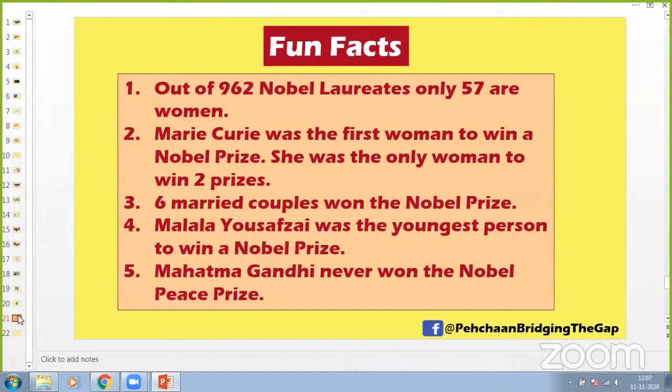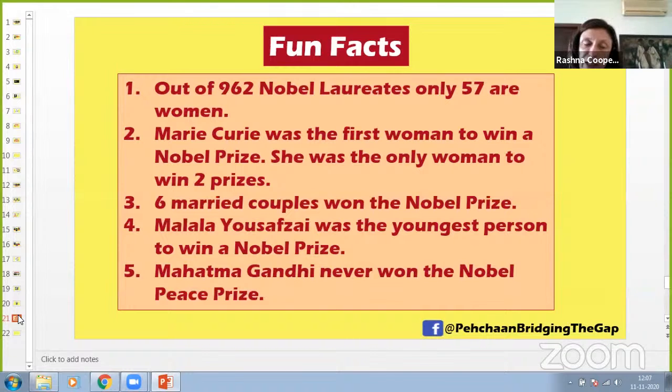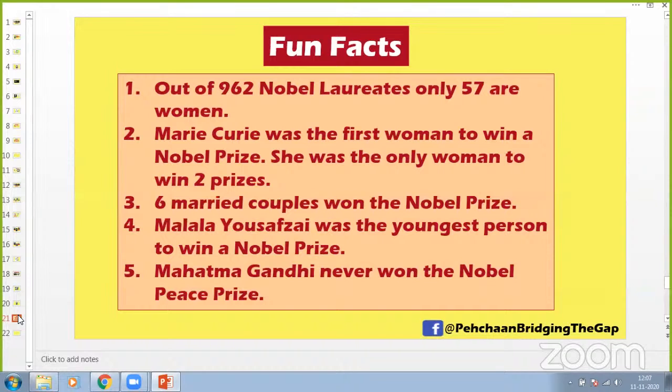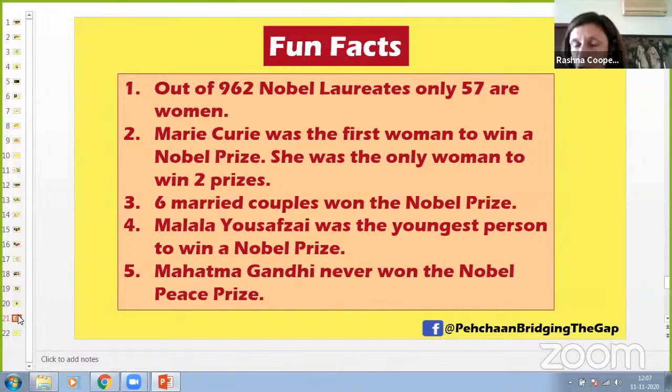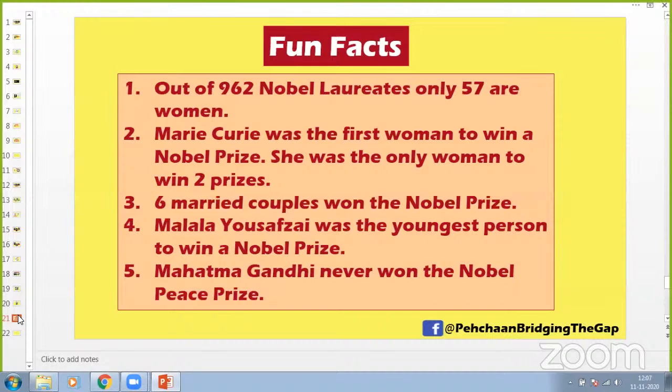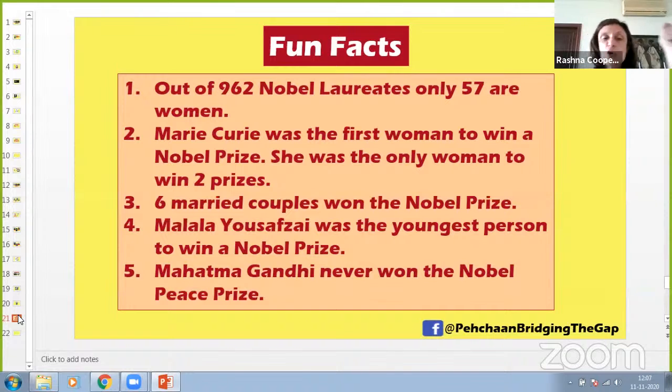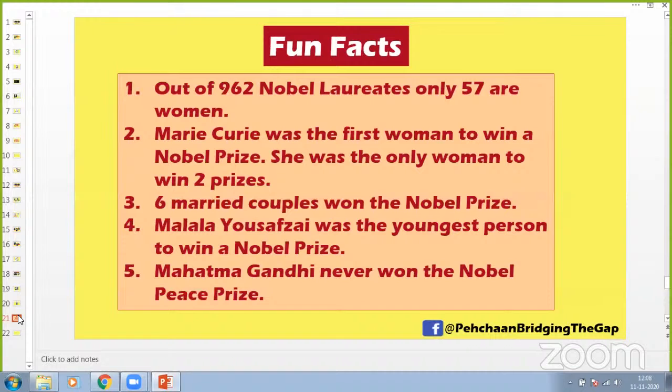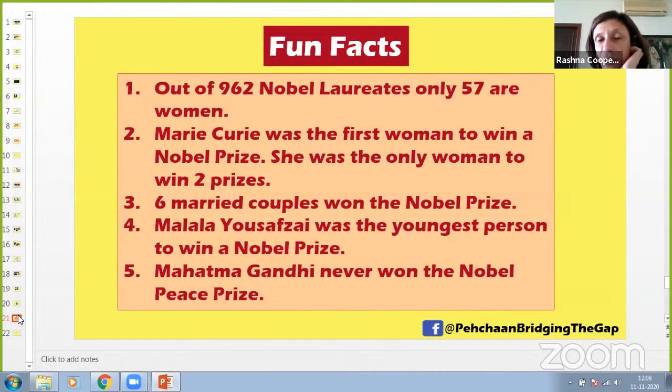Okay. Six married couples won the Nobel Prize. Yes, we finished that. Number 4, please. Malala Yousafzai was the youngest person to win a Nobel Prize. Thank you so much. Fifth, last: Mahatma Gandhi never won the Nobel Peace Prize. Yes. Thank you for that. He never won the Nobel Peace Prize.